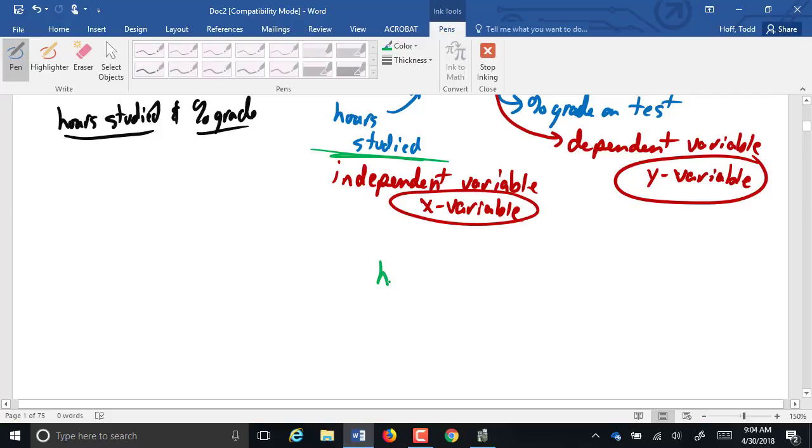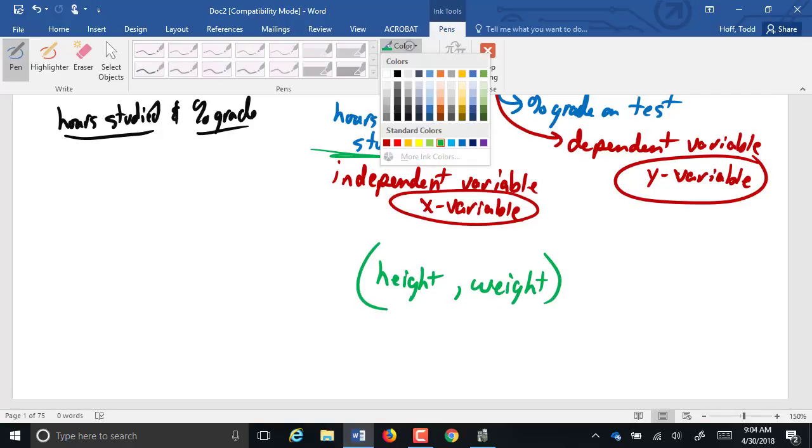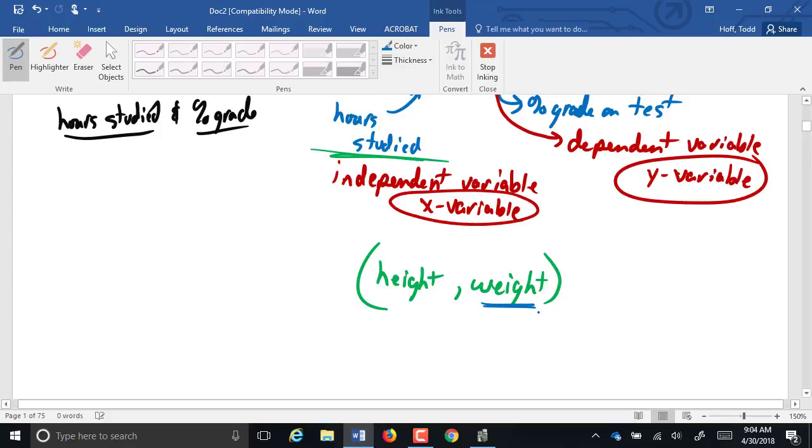Or you might look at height and weight. This is probably a better example. Does changing your weight affect your height? No, I can put on weight anytime I want to. It's not going to make me taller. But does changing your height affect your weight? Yeah, if you get taller, usually you also get heavier. So I don't want to imply that one does cause the other, but it's which one would happen first, which one would affect the other. Changing your height would affect the weight.